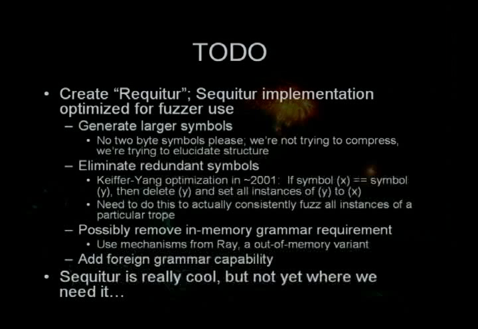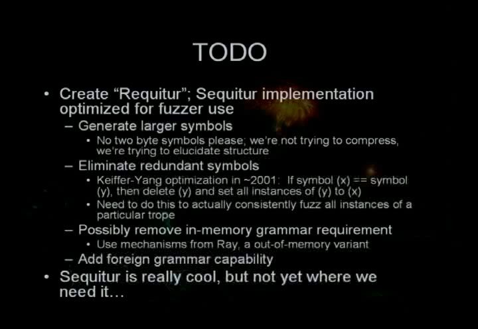There's an in-memory grammar requirement. If you are going to fuzz 100 megs of data, you need to have like 800 megs of RAM. There's a variant called Ray that does not have this trait and still keeps linear time. And of course, add the ability to import foreign grammars. I want to be able to interpret a series of files according to the grammar from another series of files.